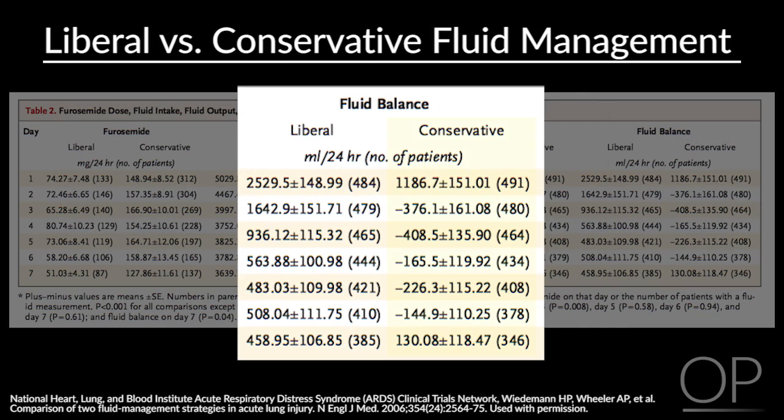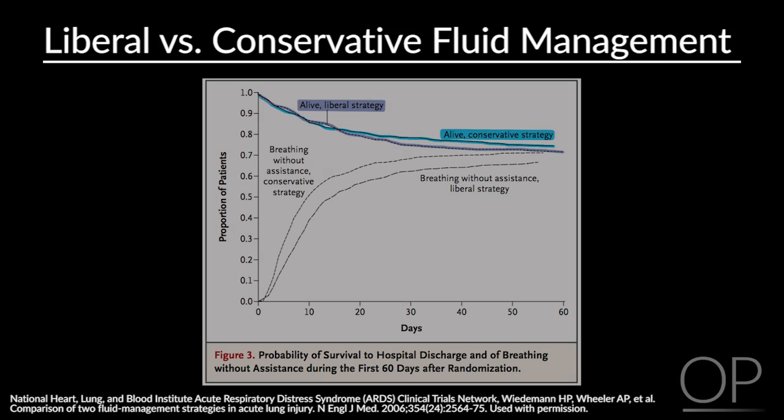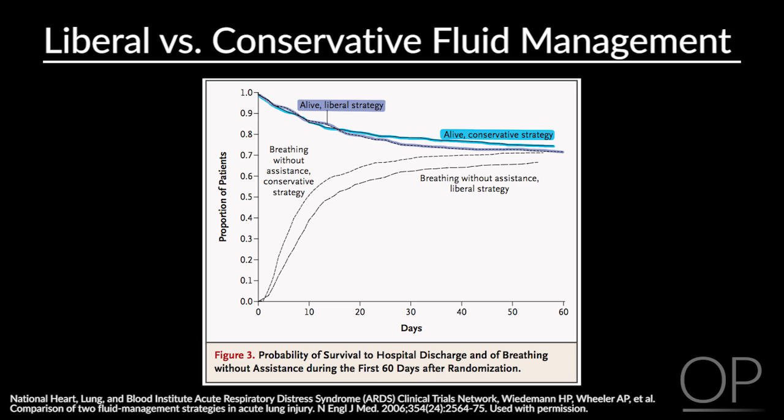What they showed is in the conservative arm, the mean cumulative fluid balance was far lower than that in the liberal arm, almost 7 liters difference over 7 days. The patients in the conservative arm had improved pulmonary outcomes and did not have any significant increase in non-pulmonary organ dysfunction. There was no change in mortality between the two groups.